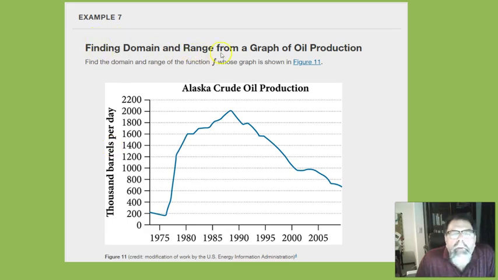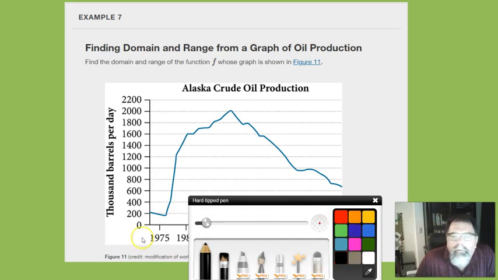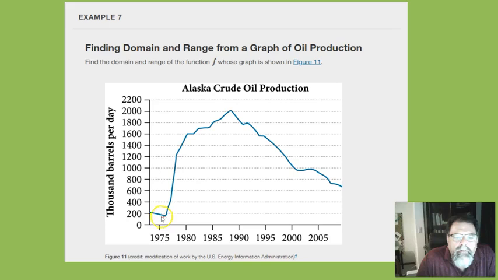Example 7, finding the domain and range from a graph of oil production. So here's figure 11. Domain and range. We want the lowest to the highest on the y-axis for your range. Let's make this one for range red. Here's the lowest value. And here's the highest value. So it's just above 2,000. And then it hits every point in between that, right?